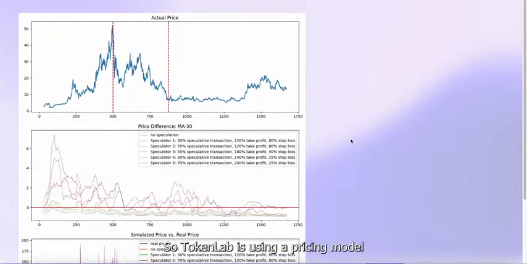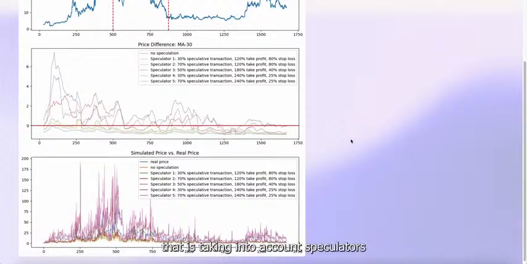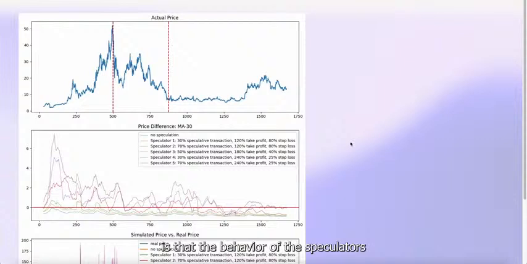TokenLab is using a pricing model in order to produce what is a fair value for a token, okay? And we added this element on top of the valuation that is taking into account speculators, and we have these different speculative behaviors. And what you observed is that the behavior of the speculators actually gets the token price closer to the real price, okay, which is very, very interesting.